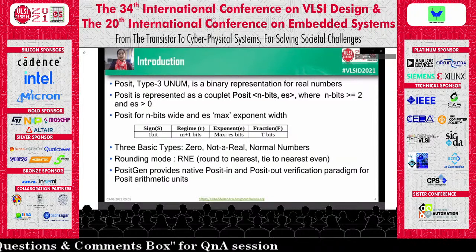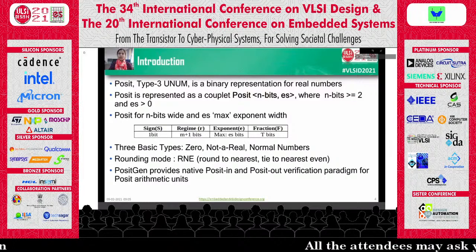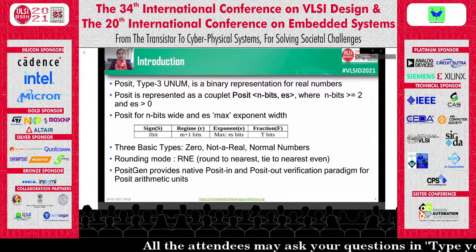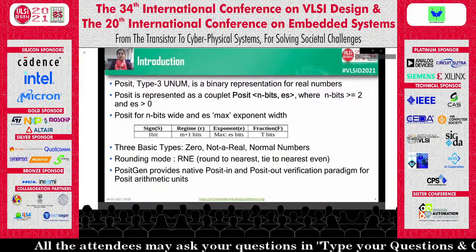POSIT is a binary representation for real numbers represented as a couplet: POSIT n bits and ES. It has 4 fields: sign, regime, exponent and fraction. 3 basic types: 0, NaR, normal values. 1 rounding mode, RNE. POSITGen provides a native POSIT-in and POSIT-out verification paradigm for POSIT arithmetic units.